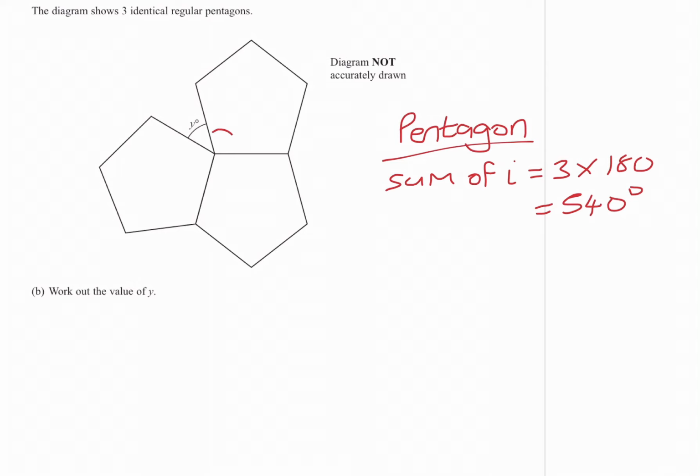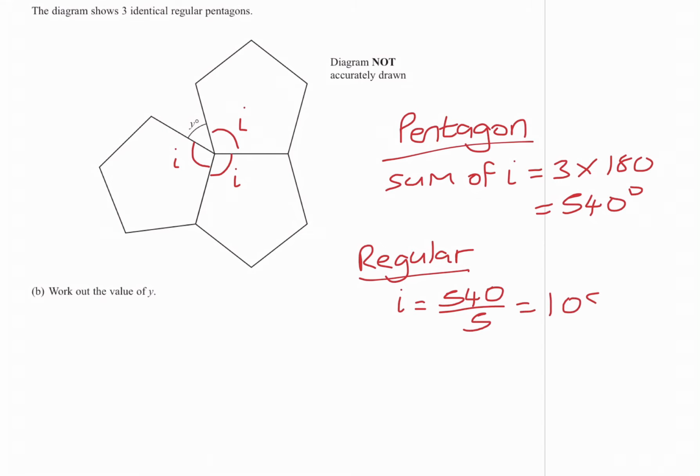So then in here you've got I, and I. Okay, they're all the same. So because it is regular, that means that I is going to be 540 divided by 5, which you should be able to do in your head to get 108 degrees. Okay, so they're all equal to 108 degrees.